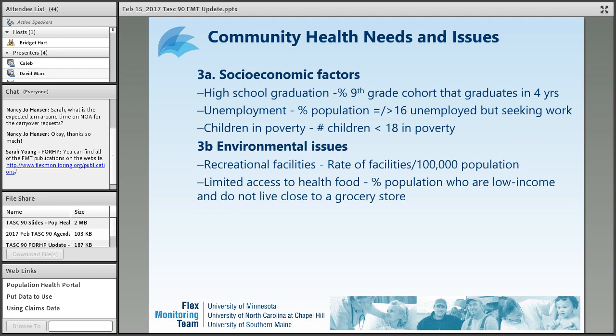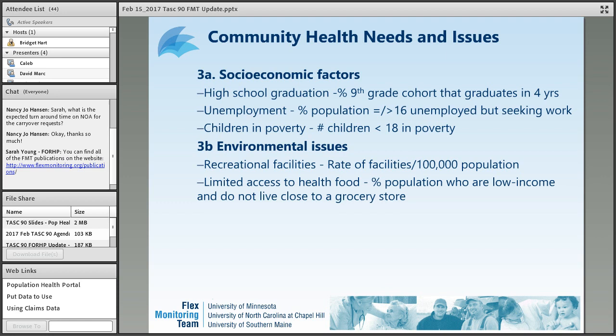Then the community needs. So we've looked at a variety of socioeconomic factors, and we've tried to really narrow this down. So we're looking at graduation rates, unemployment, for the percent of the population over 16 that are unemployed but seeking work, and the percentage of children under 18 in poverty. Also looking at environmental issues.